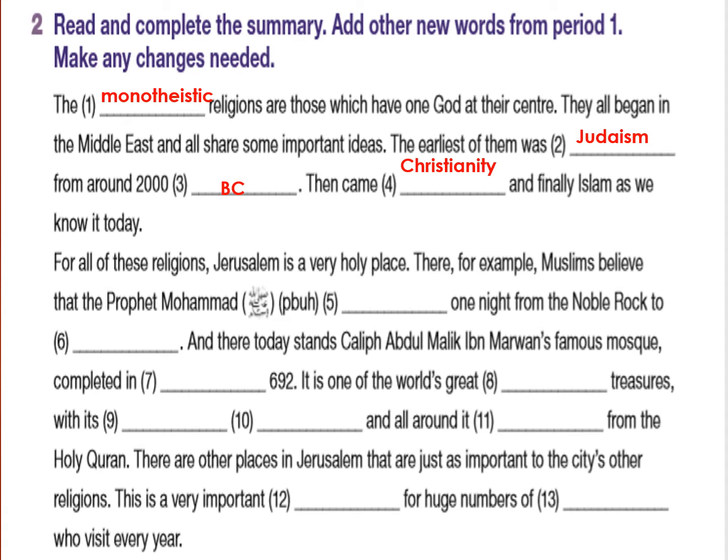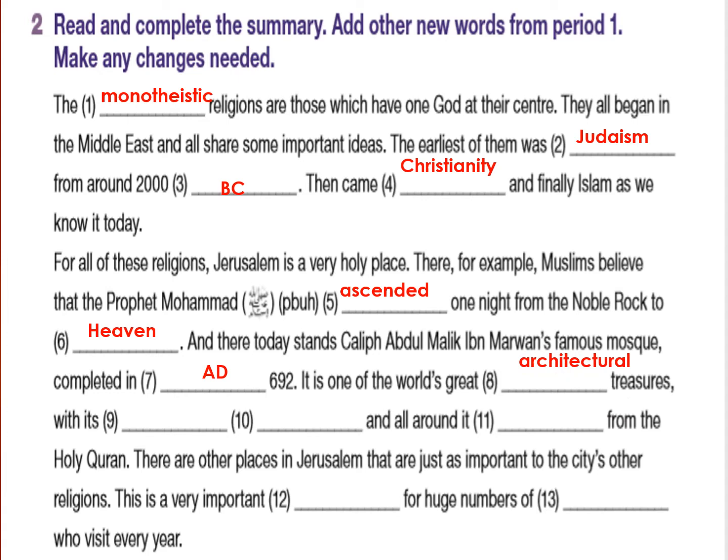For all of these religions, Jerusalem is a very holy place. There, for example, Muslims believe that the Prophet Muhammad, peace be upon him, ascended one night from the noble rock to heaven, and there today stands Khalifa Abdul Malik bin Marwan's famous mosque, completed in AD 692.